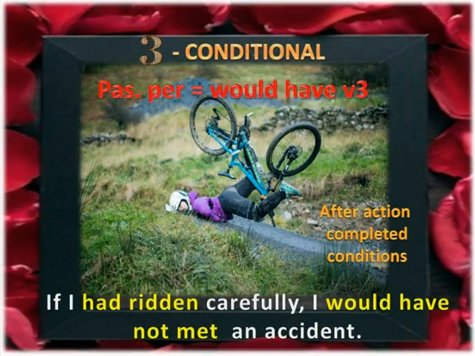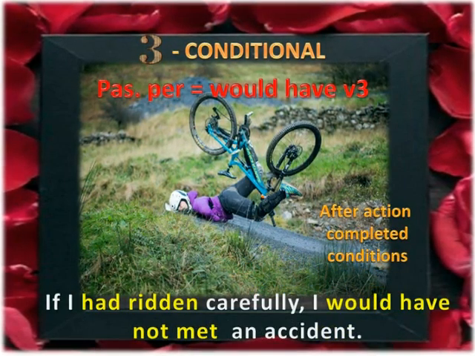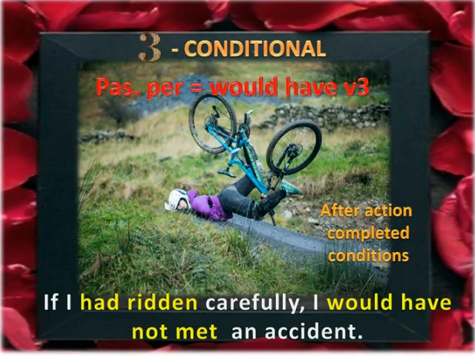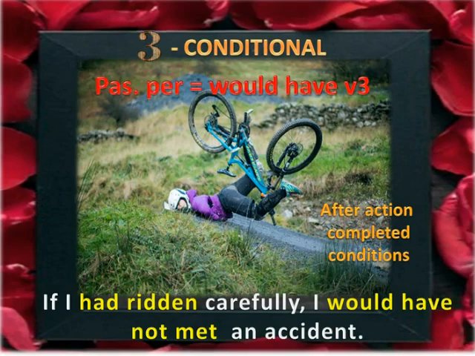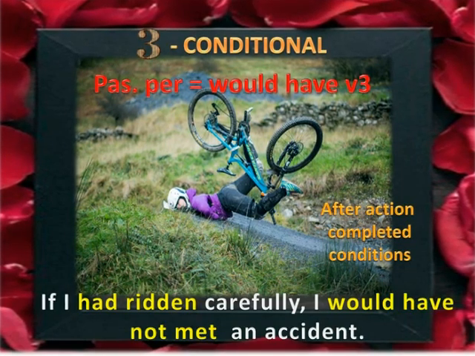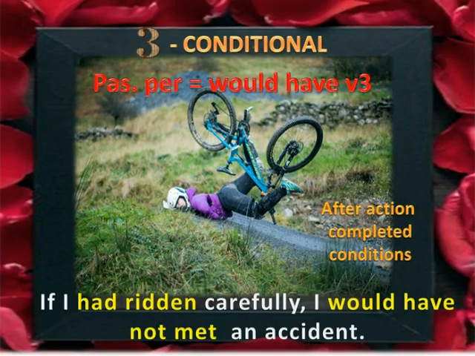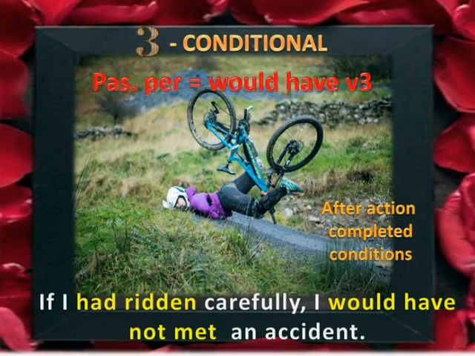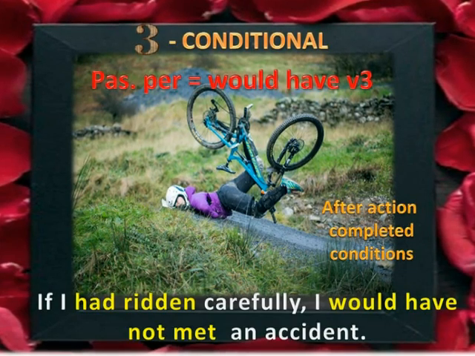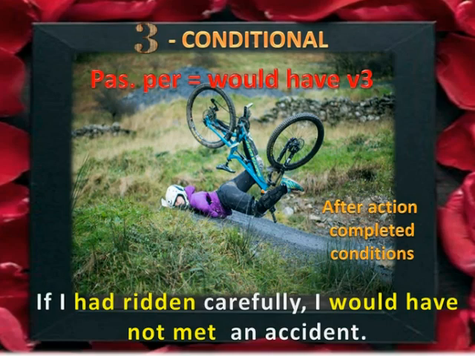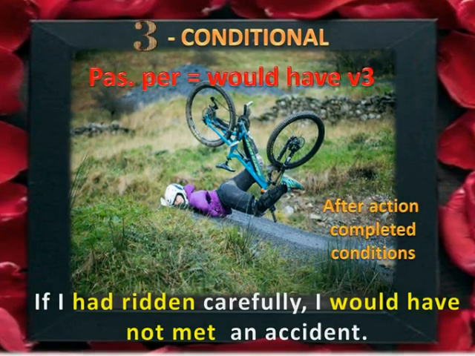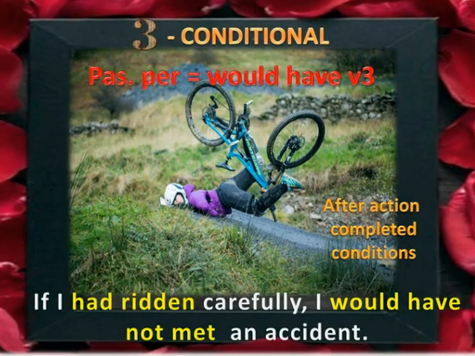Finally, in pizza, the last two letters AA stand for after action, that is action completed in past. The sentence structure is the conditional part has past perfect tense and the result part has past modal auxiliary with present perfect tense, that is would plus have plus verb in the third form, to explain that present circumstance would be different if something different had happened in the past. Now look at the sentence, if I had ridden carefully, I would not have met an accident.